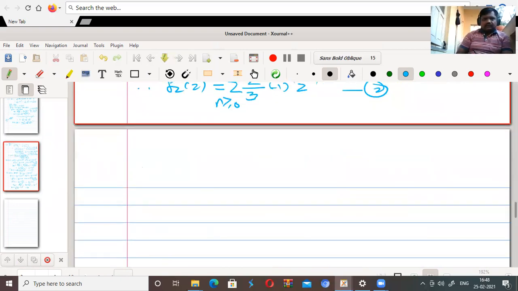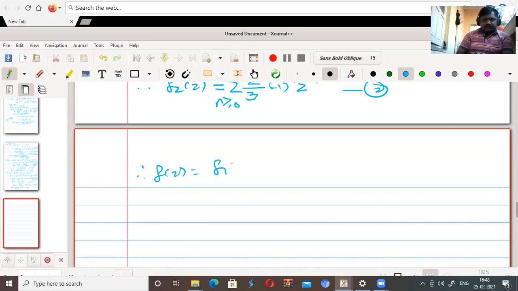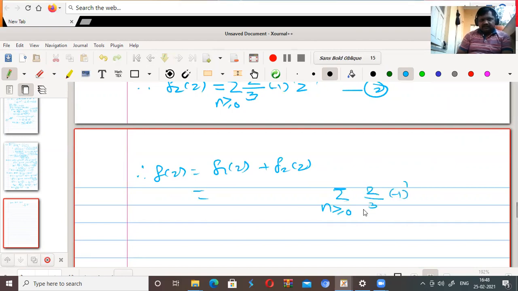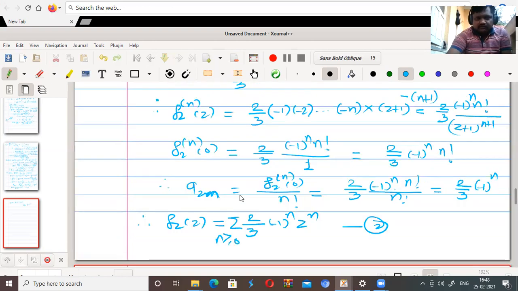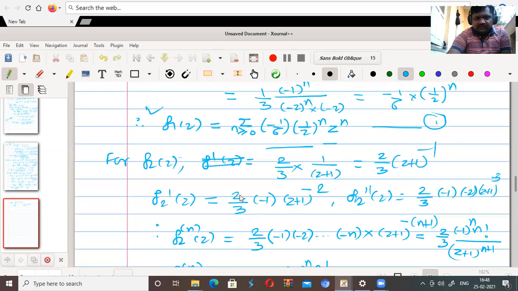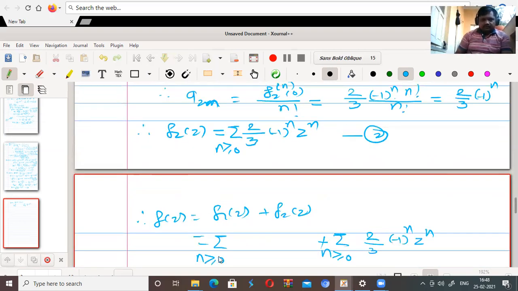Therefore f of z, which is nothing but f1 at z plus f2 at z, is equal to, what is f2 at z? Summation n greater than or equal to 0 of 2 by 3 into minus 1 raised to n, z raised to n, plus, what is f1 of z? Summation n greater than or equal to 0 of minus 1 by 6 into 1 by 2 to the power n, into z raised to n.